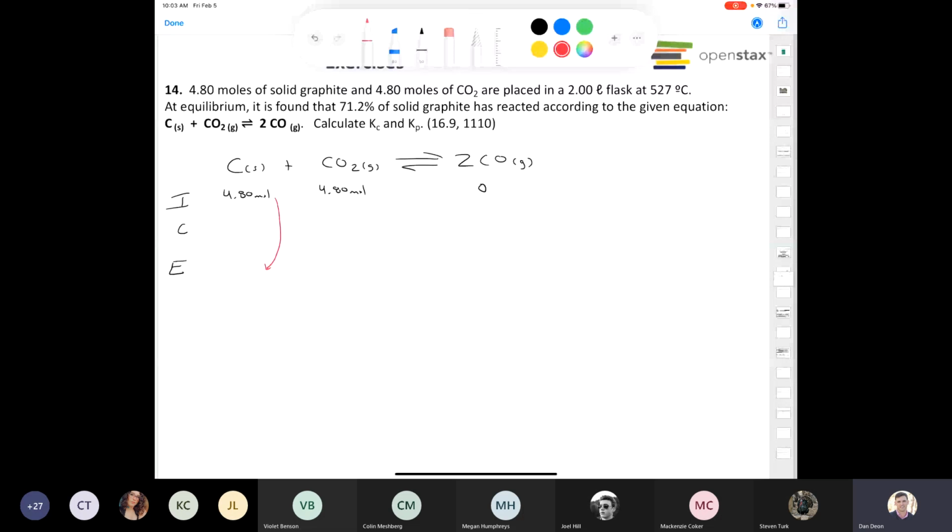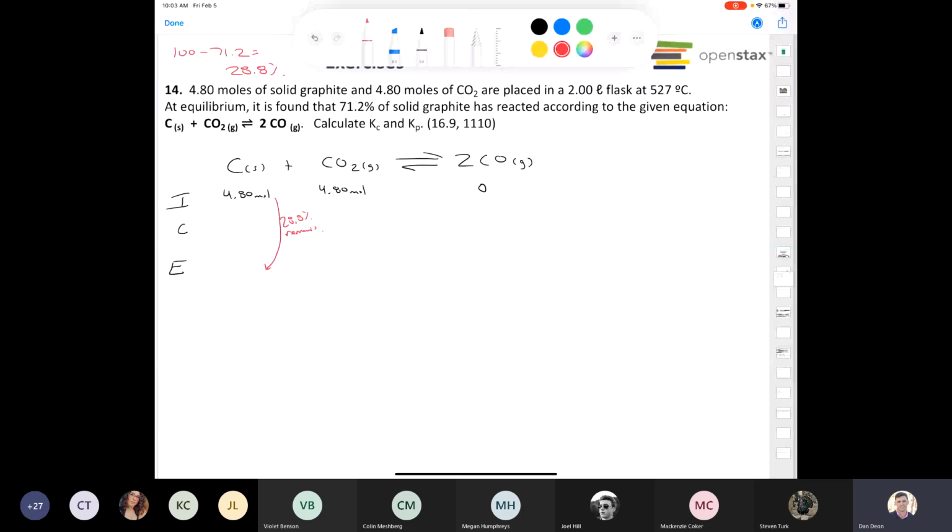So if I take 100 and I subtract 71.2, right? If you take 100, subtract 71.2, you get 28.8%. So that's how much should remain. So we'll put here 28.8% remains, like that.